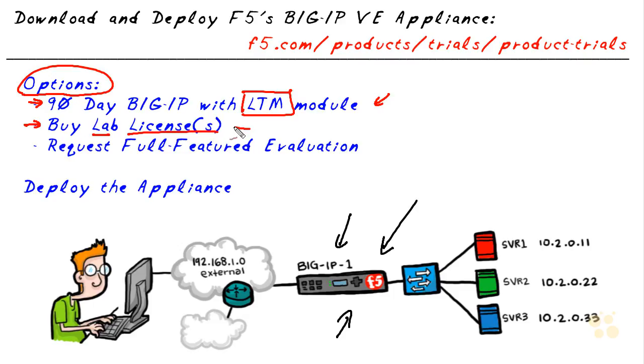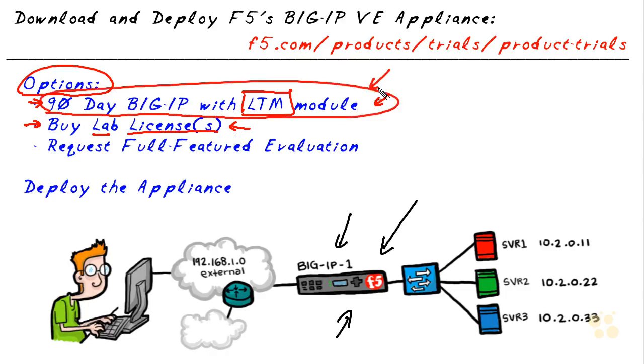And the reason I mention a piece is because if you want to practice high availability, you're going to want to have two licenses. Or if you don't want to buy a lab license and you still want to practice with all the features, you can request a full featured evaluation from F5. And that would be our third option in a test environment to work with and practice with F5, short of purchasing the entire product for thousands and thousands of dollars.